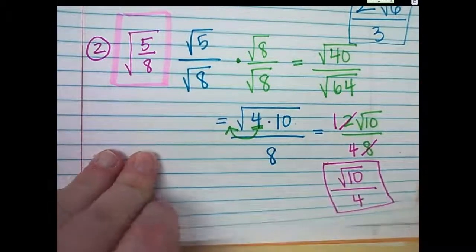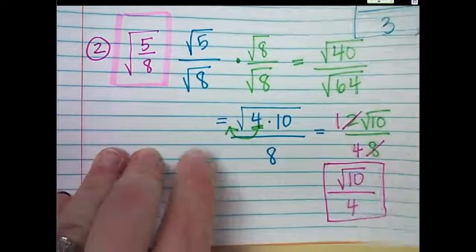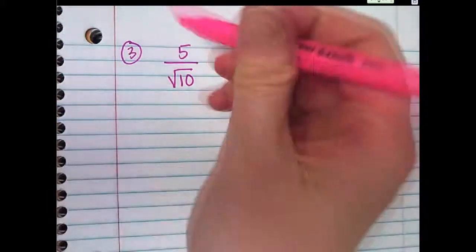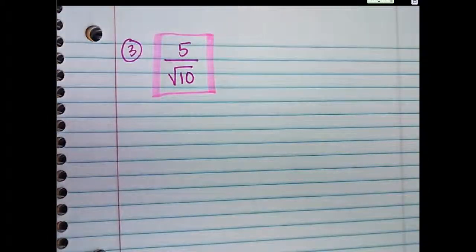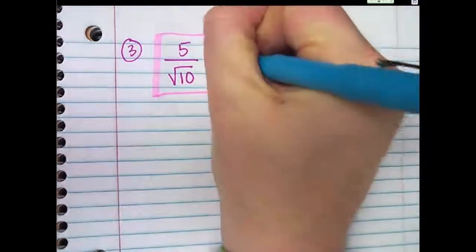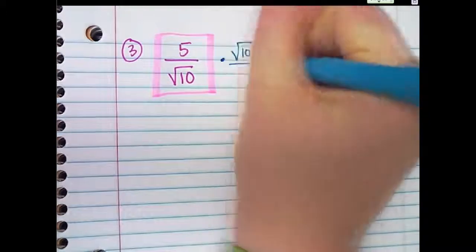Doing okay? Okay, let's try another one. Number 3. So they all just kind of get a little bit different from here, so you can see each kind. Like this one has 1 radical instead of 2 radicals. Okay, what am I going to multiply by? Perfect, square root 10. Just multiply by whatever's on the denominator.